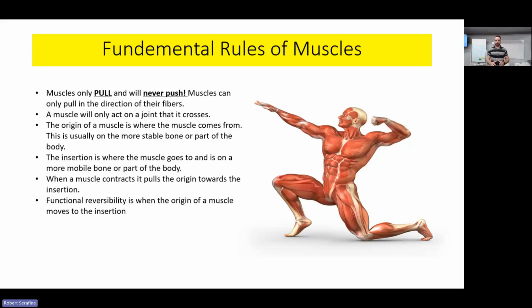The origin of a muscle is where the muscle essentially begins. And then the insertion of the muscle is where it ends. Now, let's try to clean that up a little bit. The origin of the muscle is the part of the muscle that's attached to the body that will probably move the least. And then the insertion is the part that's going to most likely move the most.